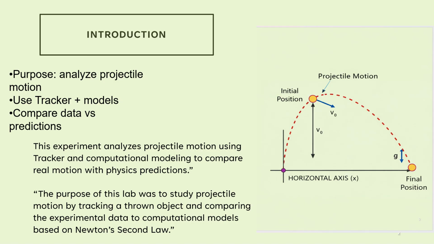Introduction. The purpose of this lab was to study projectile motion by tracking a thrown object and comparing the experimental data to computational models based on Newton's second law. As you can see here, we have a projectile motion and an initial position.